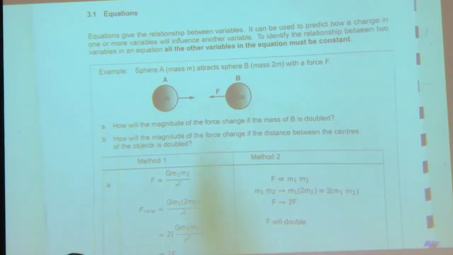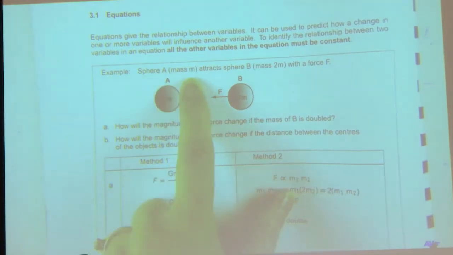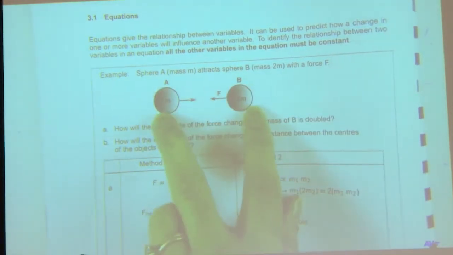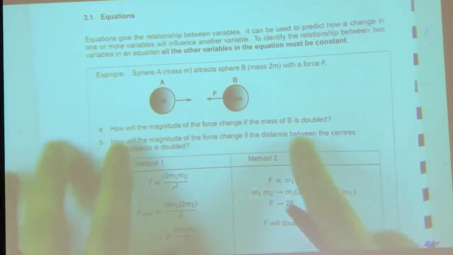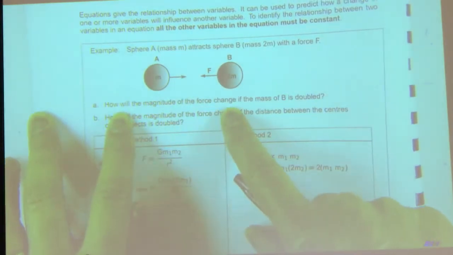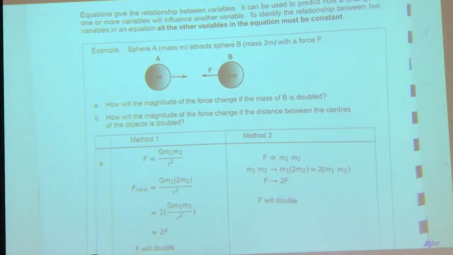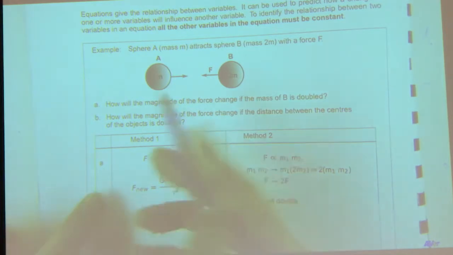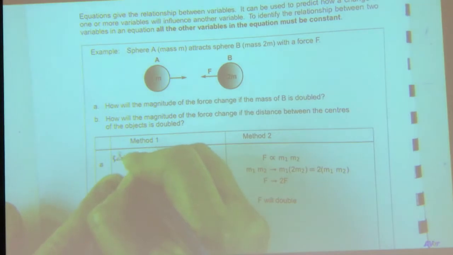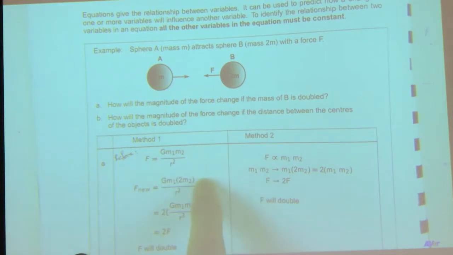So let's look at this example. They tell you you've got sphere A with a mass of m, and sphere B with a mass of 2m, and they attract each other with a force F. Now they ask you, how will the magnitude of the force change if the mass of B is doubled? So only one mass will be doubled. When we do that, we start off with before the change. Before the change, you would have worked out F with GMm over r squared. Now I'm changing something. What's changing?